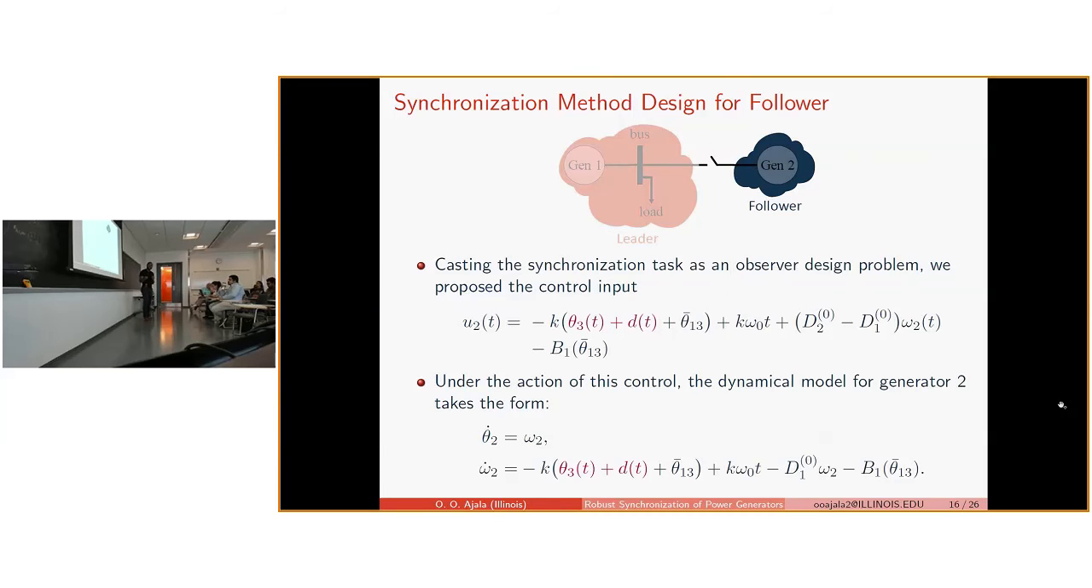Now, casting the synchronization task as an observer design problem, we propose the following control input. And I'm going to explain why we chose this particular one in a bit. And under the action of this control, this is the resulting dynamical system for generator 2.